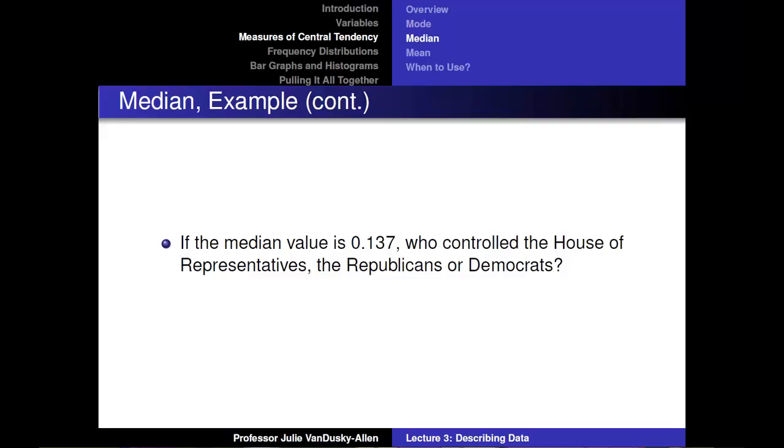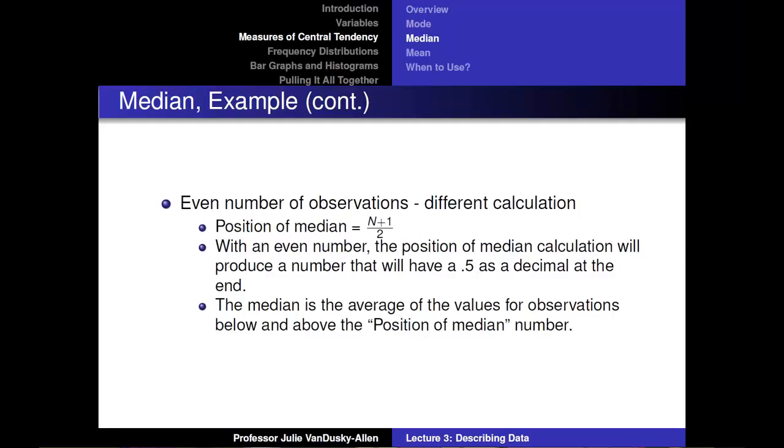If the median House member has a Commonspace score of 0.137, who do you think controlled the House of Representatives, Republicans or Democrats? It was Republicans. Recall that the Commonspace scores greater than 0 indicate a House member is conservative. The median tells us in this case that the average House member is conservative, indicating that Republicans control the House of Representatives.